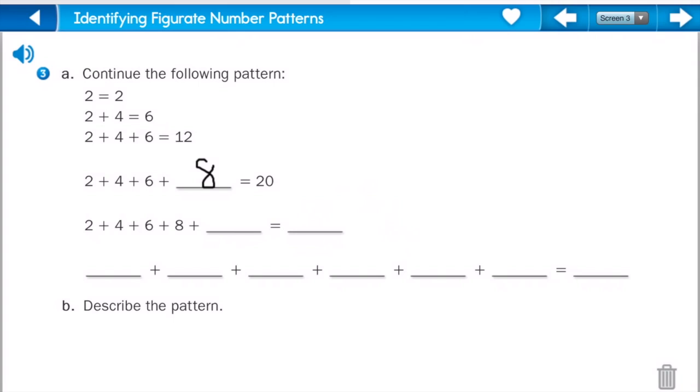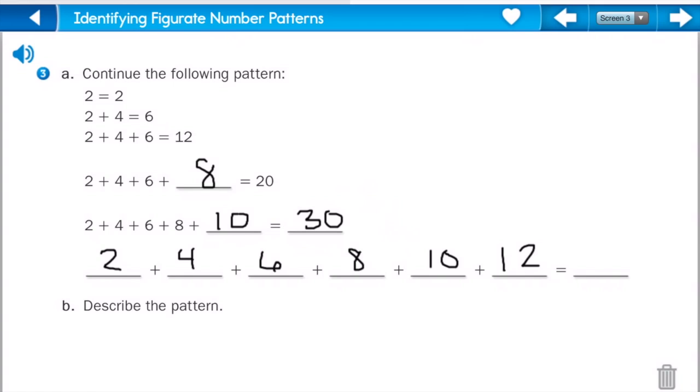And then what's the next even number? Yeah, it would be 10. Okay? And so if we knew that 2, 4, 6, 8 equaled 20, what happens if we add 10 plus 20? Yeah, we get 30. Okay? So let's do the next one. Let's fill it all the way out. So we have 2 plus 4 plus 6 plus 8 plus 10. What's the next even number after 10? Yeah, it'd be 12.